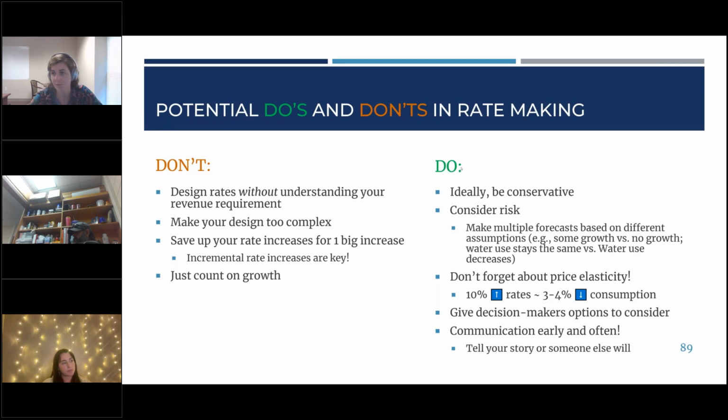And don't just count on growth. It may happen, but it should not be what you count on whenever you're setting your rates or whenever you're trying to meet that revenue requirement. What we do recommend is to be conservative. It's always better to be conservative than to shoot for the moon and not hit the moon.